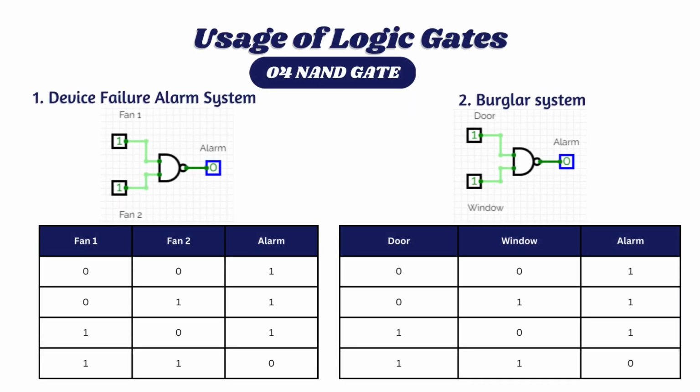Next, I will talk about the application of the NAND gate in our daily life. For instance, a device failure alarm system. When the fans are working, the input to the NAND gate is 1, 1 and the output is 0. If any of the fans stop working, the output of the NAND gate becomes 1, which activates the alarm. Another example is a burglar alarm. When either the window or the door is open, one of the inputs is low, the output is high, and the alarm will produce the buzzer sounds.